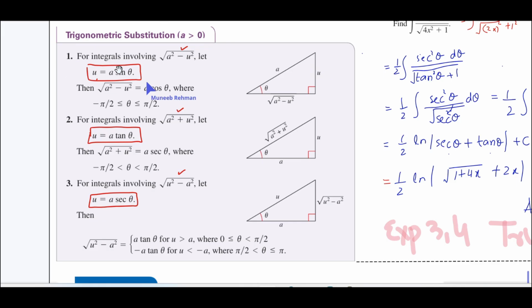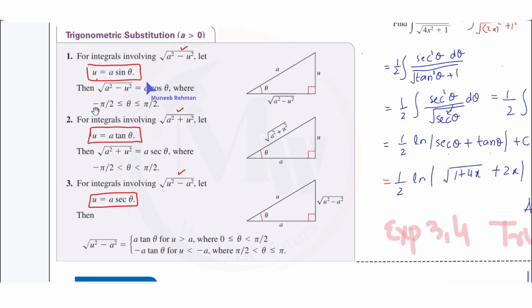Trigonometric substitution, there are three different ways. Just remember what function you will substitute according to the function. If you have a function like the square root of a square minus u square, meaning a constant number before and a function u later, with a minus between them, then you put u, whatever the u function is. For example, if you have 4x square, you can write it as 2x whole square. So here u is 2x. Whatever the function is here, you put u equal to a sine theta.